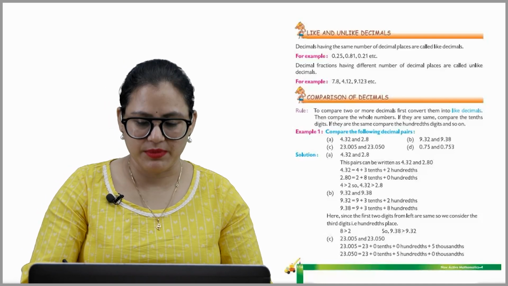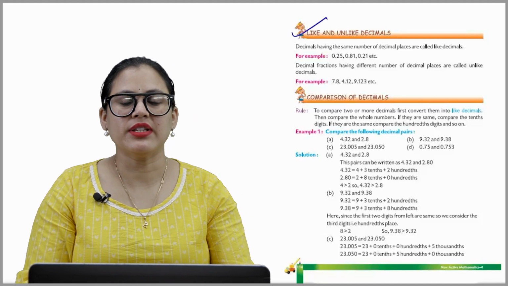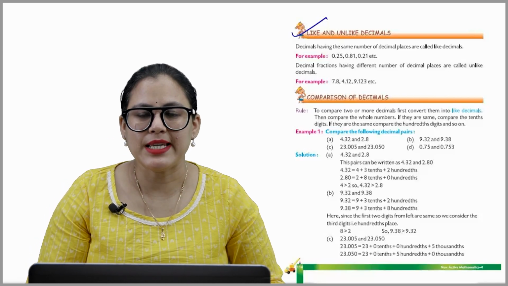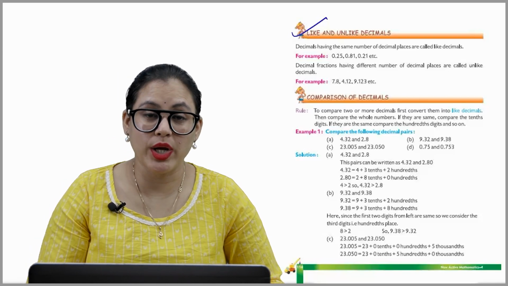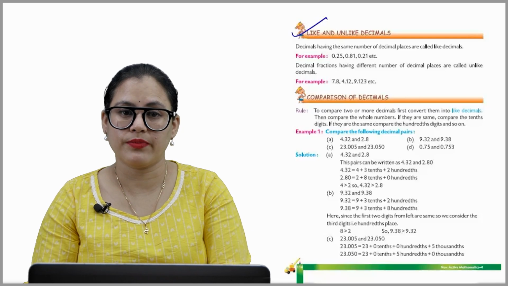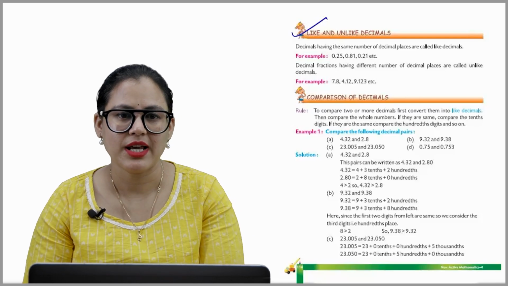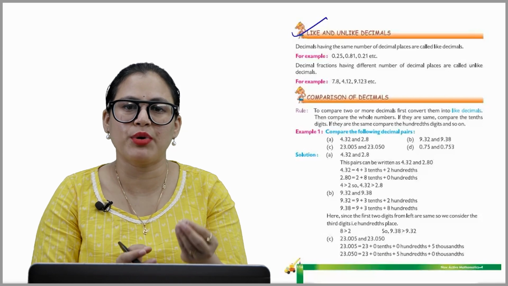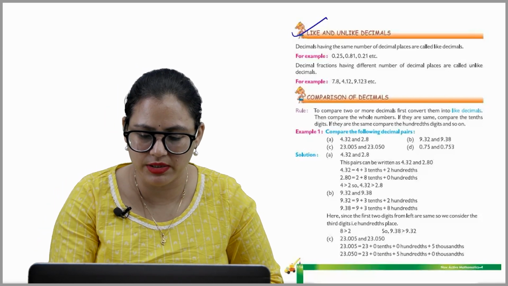Like and unlike decimals. Decimals having the same number of decimal places are called like decimals. For example, 0.25, 0.81 and 0.21, etc. How are these like decimals? Because they have the same number of decimal places, meaning after the decimal there are 2 places.